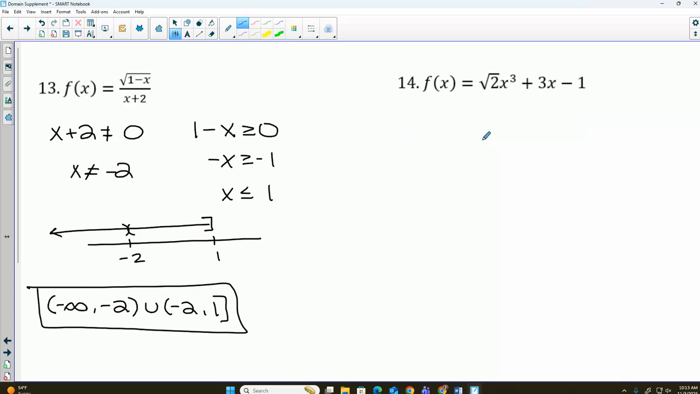14. What do you think that domain would be? I have a radical. The only thing under it is a 2. If you have a radical, the thing under the radical has to be greater than or equal to 0. Isn't 2 greater than or equal to 0? So what's my domain?